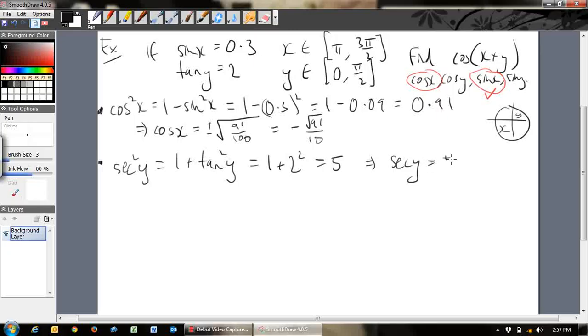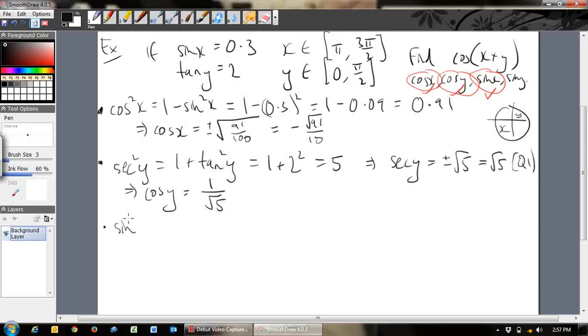Therefore, sec y is equal to plus or minus square root of 5, and remember sec is cos upside down. Cos will be positive in the first quadrant, so sec must be positive as well, so it's equal to the square root of 5 because we're in the first quadrant. So we've got sec, therefore cos y is just that upside down, 1 on root 5, and it will be positive as well. So there's another one, we can tick that off. We know cos y, and we just need to find sine y as well.